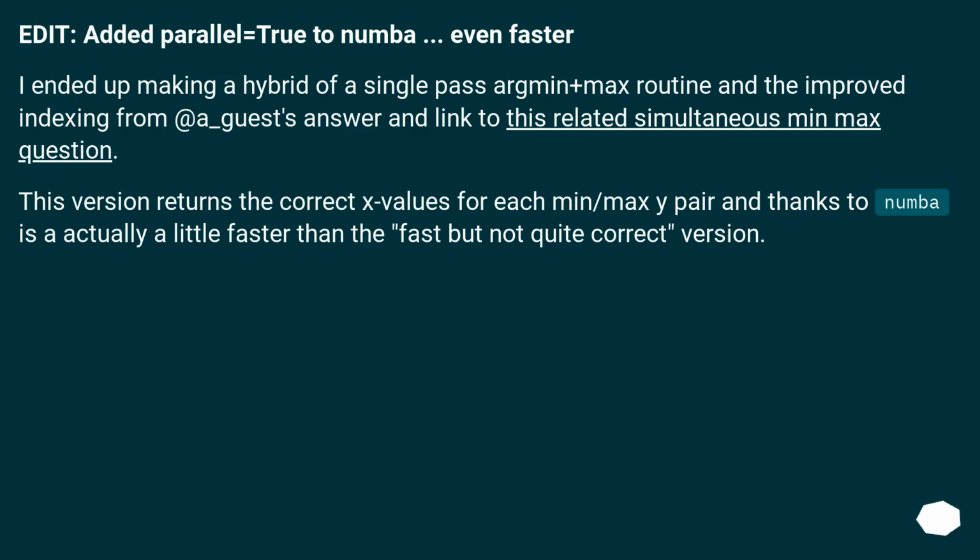Edit: added parallel=True to numba, even faster. I ended up making a hybrid of a single pass argmin plus max routine and the improved indexing from an answer, and a link to this related simultaneous min-max question. This version returns the correct X values for each min/max Y pair, and thanks to numba is actually a little faster than the fast but not quite correct version.